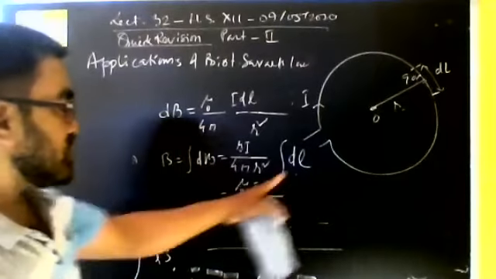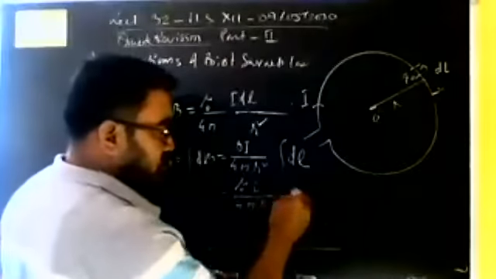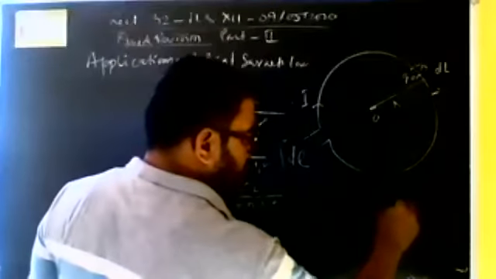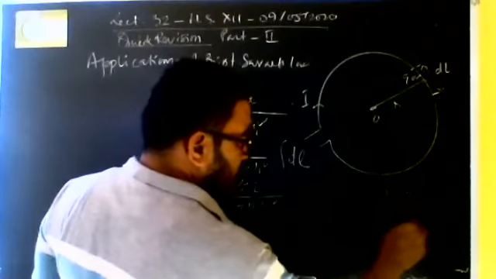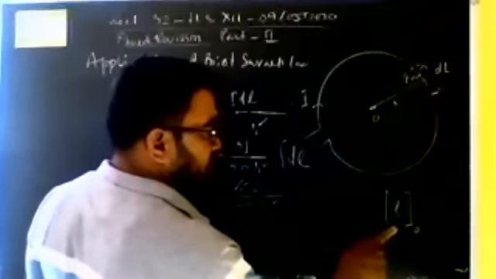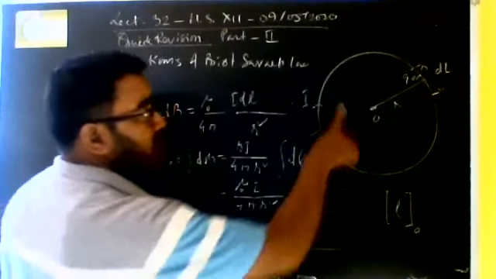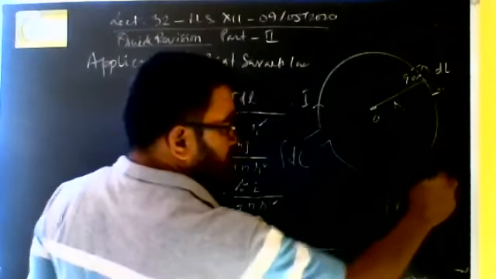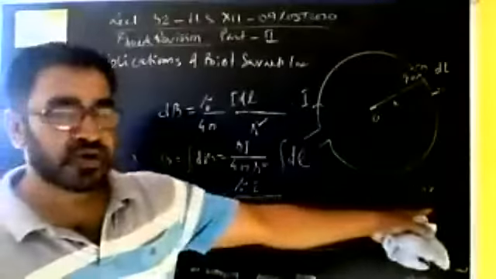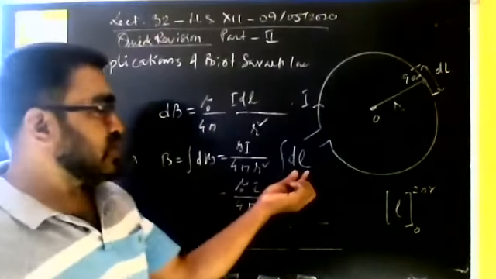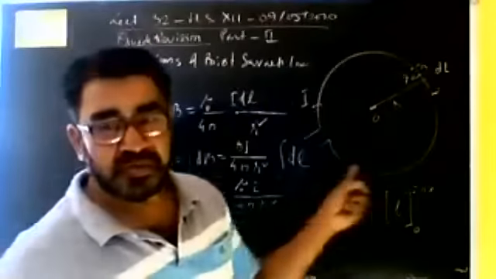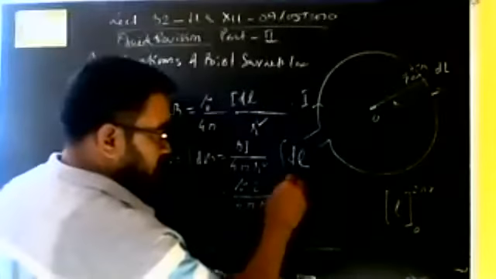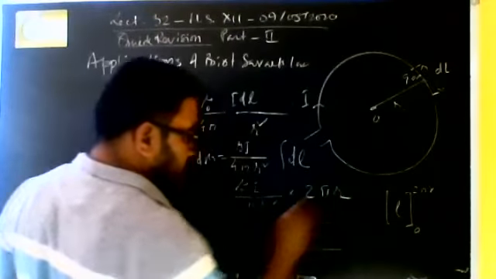The integration of dl is L. So L has to be found. L is nothing but the total length. What is the total length? The total length is twice pi r, the upper limit is twice pi r. So the integration of dl is the total length of this circumference. If r is the radius, then the circumference will be twice pi r. So in place of the integration of dl, you can write twice pi r, right?